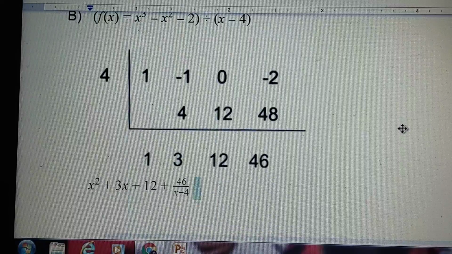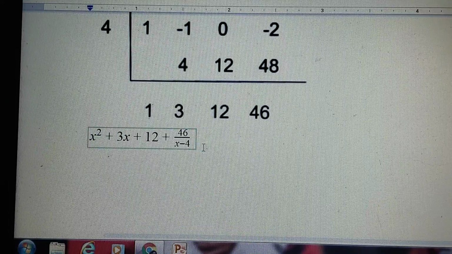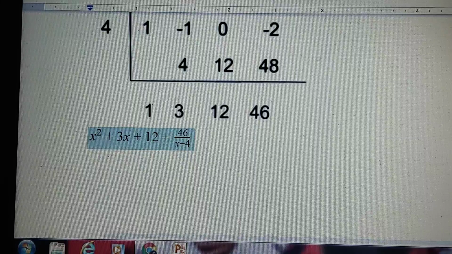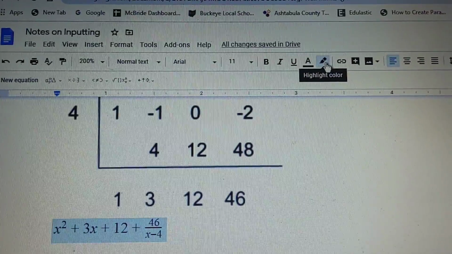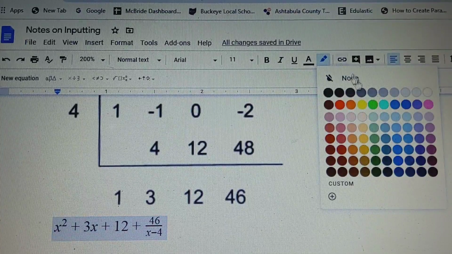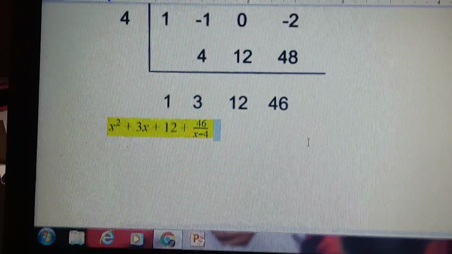Okay. If you feel like highlighting your answer, then you can do this and go up here to your toolbar and pick whatever color you like. And now it's highlighted so you can see it.